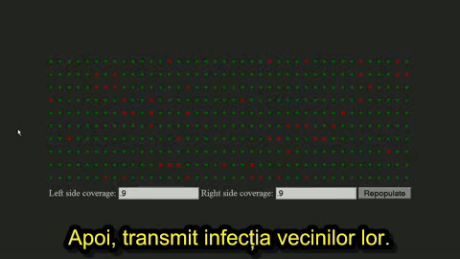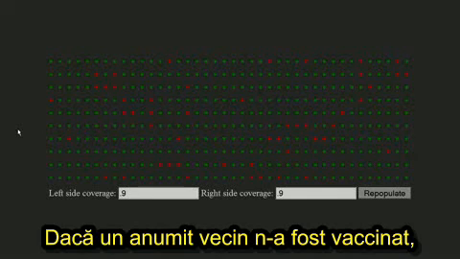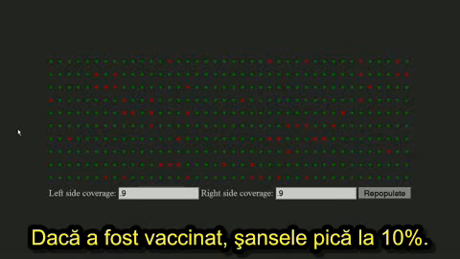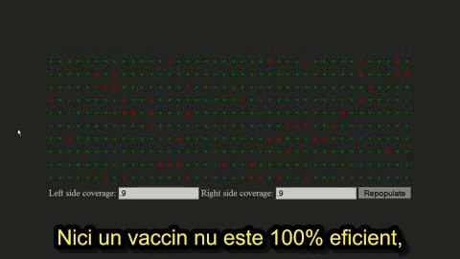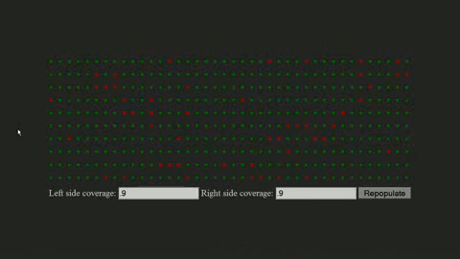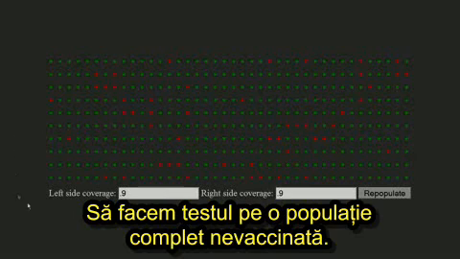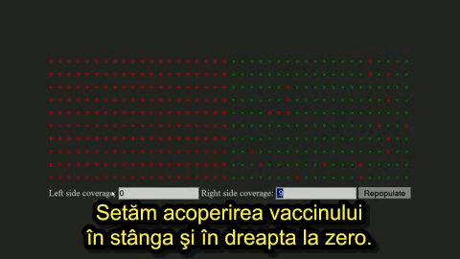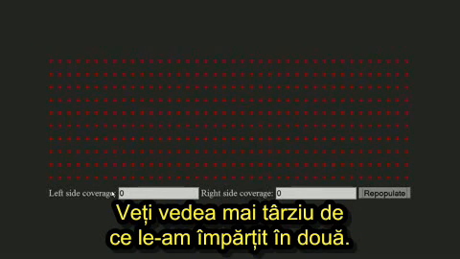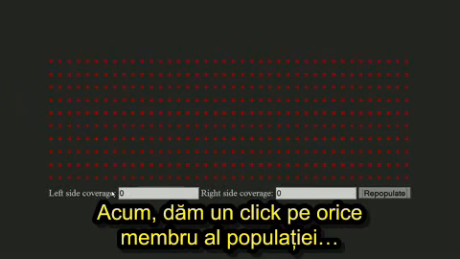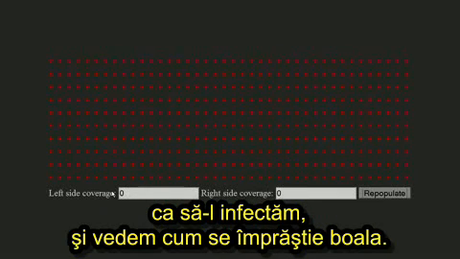They then pass on the infection to their neighbors. If a particular neighbor has not been vaccinated, then he has a 90% chance of being infected. If he's been vaccinated, this drops to 10%. No vaccine works 100% of the time, but this reduction should be most effective. Let's try this on a completely unvaccinated population. We set the vaccine coverage on the left and the right to 0. You'll see why I divided them out in left and right later. Now we just click on any member of the population to infect him and watch the disease spread.